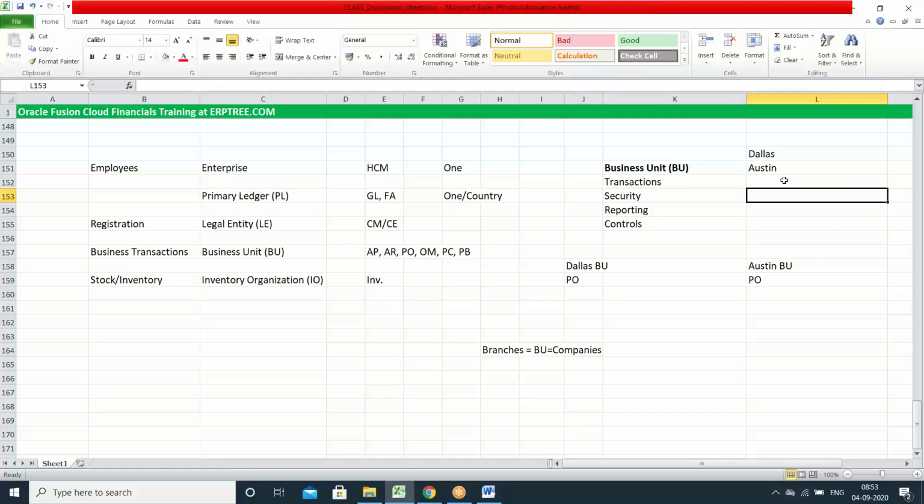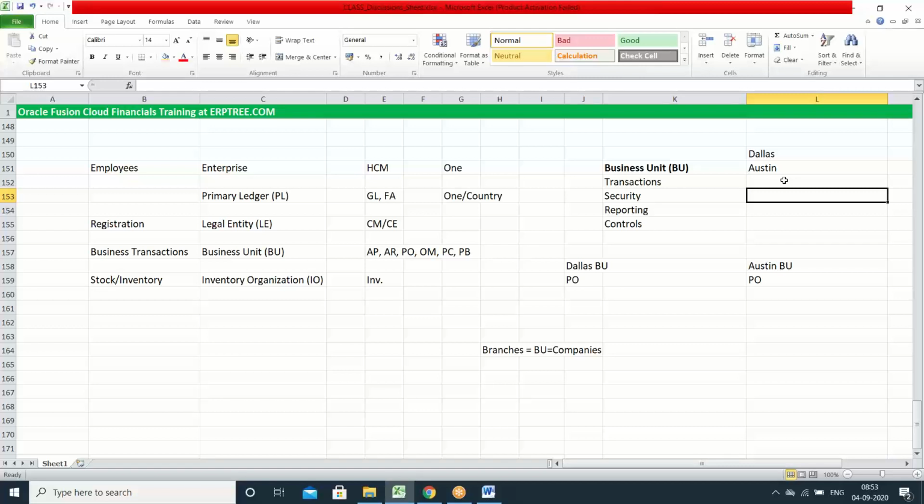Okay, if they want to prepare the reports where they don't want to worry about whether the reports belong to Austin or Dallas, in that case, one business unit is enough, because they don't want to segregate. Even if they do the transaction in Dallas or Austin, it will be created the same.